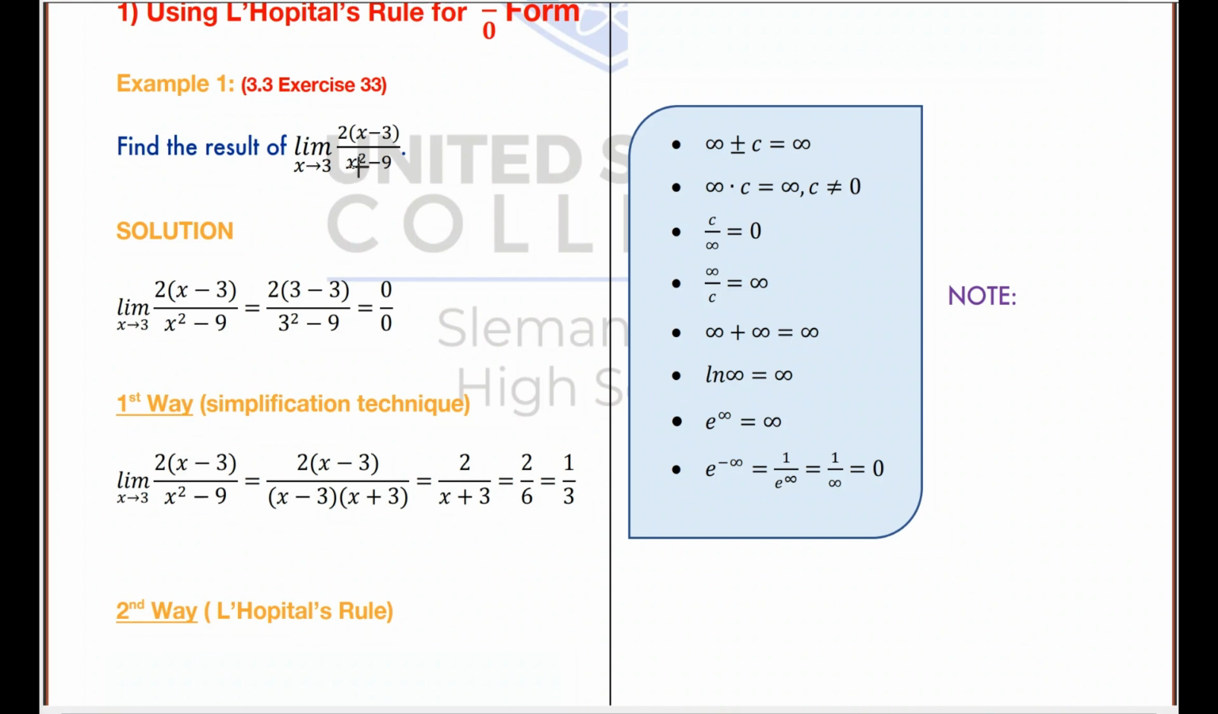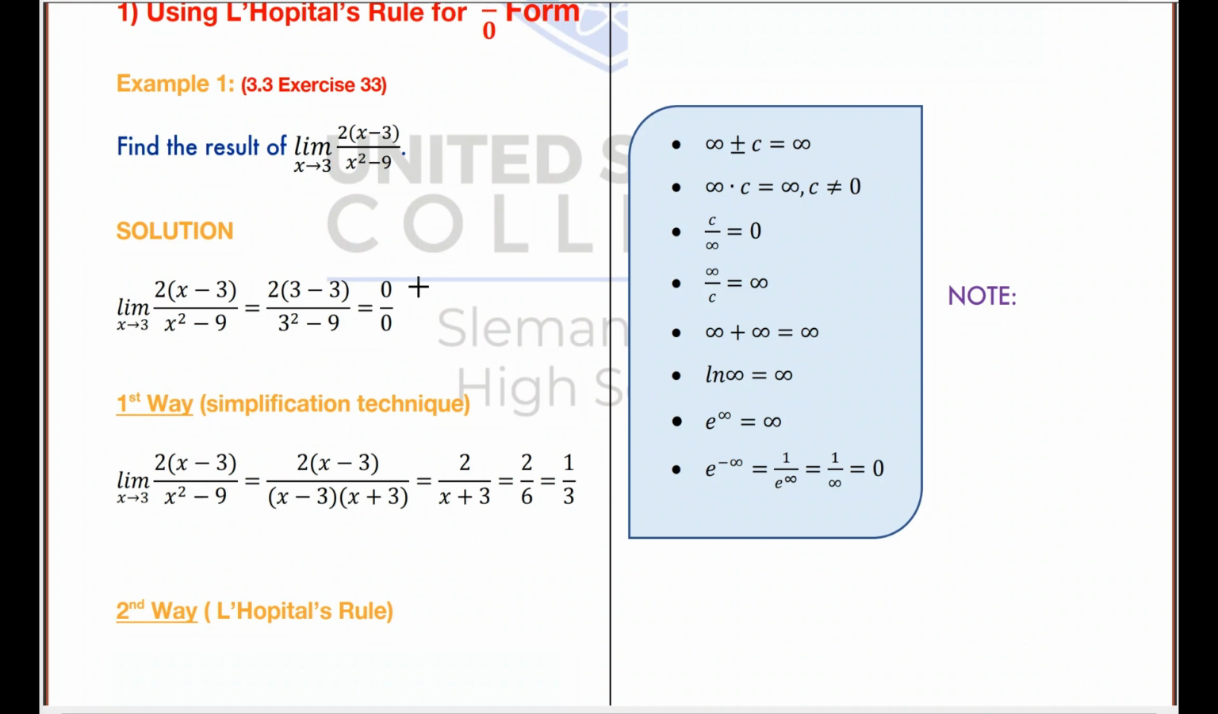factorization. How do you factor x squared minus 9? It is x minus 3 times x plus 3. Since you have a common factor, the x minus 3's will cancel each other. You removed the undetermined form here. Now you take the limit of the result, 2 over x plus 3. By substituting 3 back, by doing direct substitution again, you get the result. This is what we did in chapter 2.